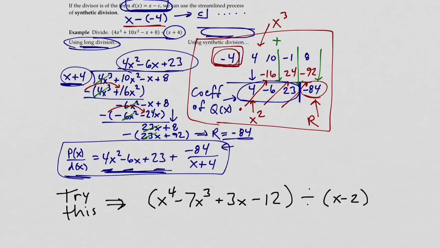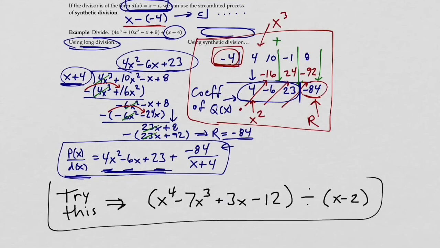I encourage you to take a moment and try working on this problem, dividing x to the 4th minus 7x cubed plus 3x minus 12 by the polynomial x minus 2. And I recommend you use synthetic division to try to work through that process. You could also use long division to maybe check your work, to have an alternate way of coming up with an answer. Of course, the first step in synthetic division is setting up the bracket.